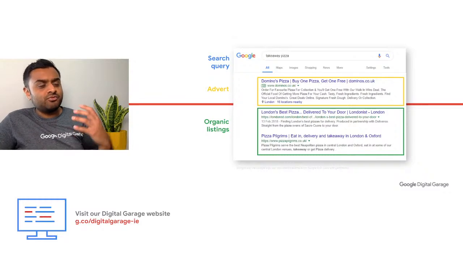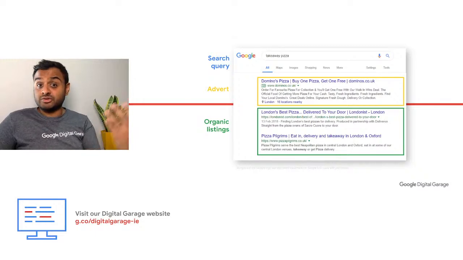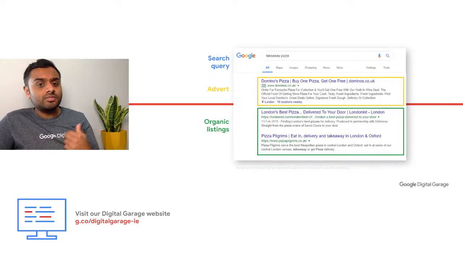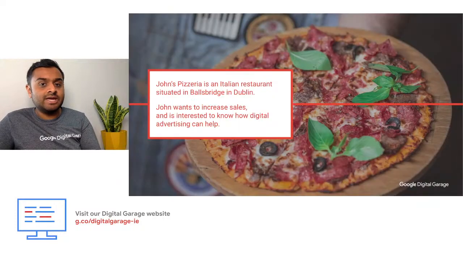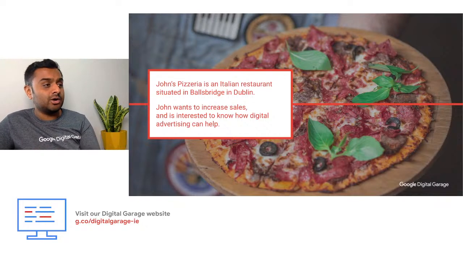Now, before we go into the process of how running adverts on search engines works, I want to introduce you to a business here. So this business is called John's Pizzeria, and it's an Italian restaurant which is situated in Ballsbridge in Dublin. Now, John's actually set a remit here, which is that he wants to increase sales and is interested to know how digital advertising can help.